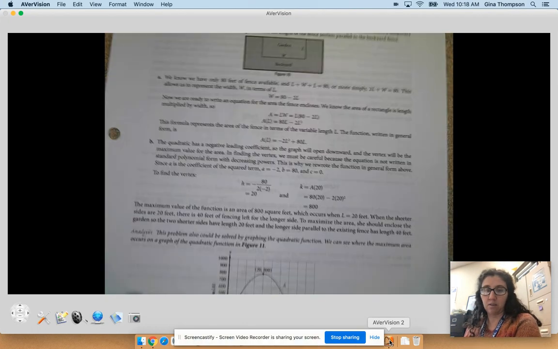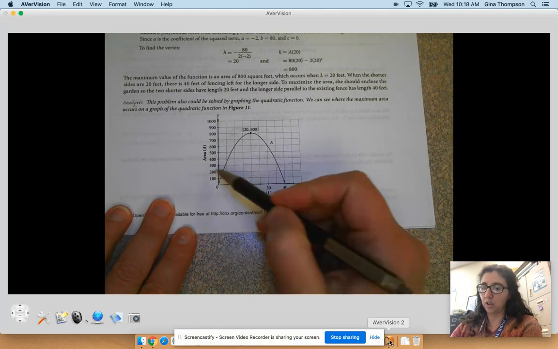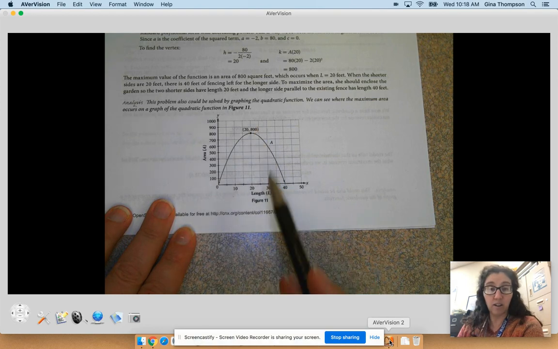And we can see down here they have a graph for us. Right, the equation looks like that. And there's our parabola. And we could even find the actual area of the garden, which would be 800 square feet.